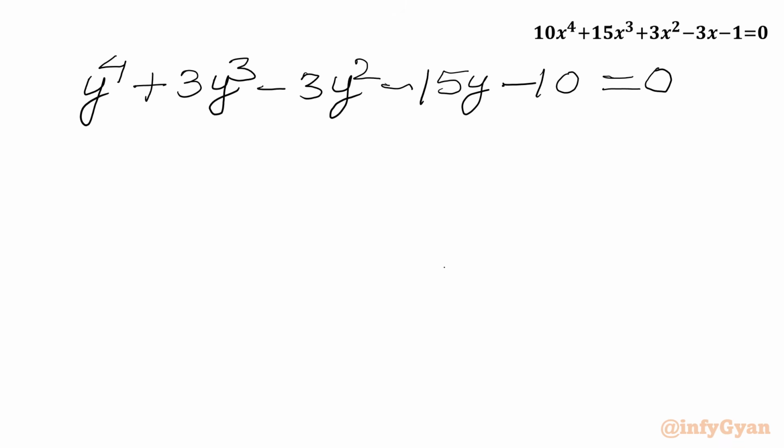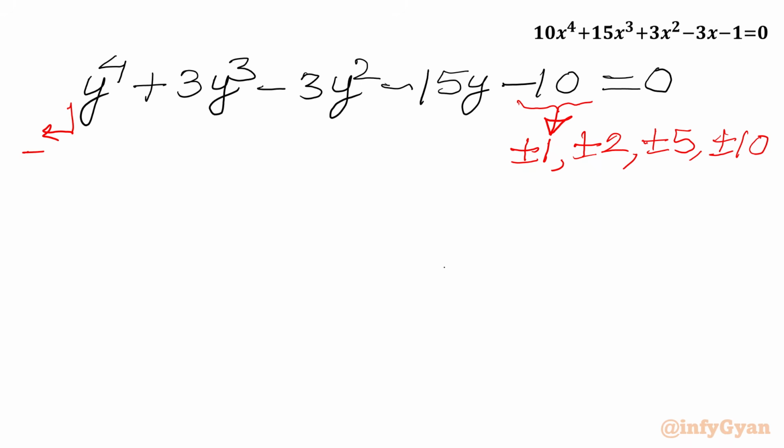I will be using the rational root theorem and synthetic division method. So I need to find the eligible factors of the constant. So I can easily write plus minus 1, plus minus 2, plus minus 5 and plus minus 10. The leading coefficient is 1, so we can write plus minus 1. Now we have to find the ratio of constant to leading coefficient.